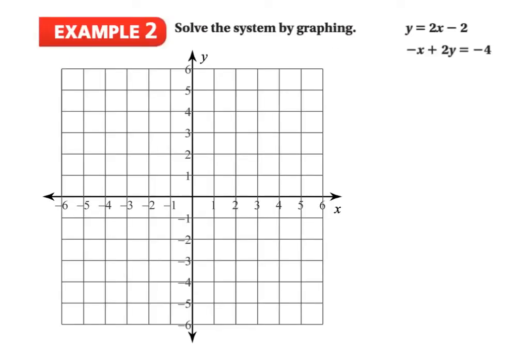So let's take a look at our second example. We want to solve the system by graphing. So we have two equations and we're going to solve them at the same time. We're trying to figure out what is x and what is y. So we're looking for that ordered pair and we want to find that point of intersection.